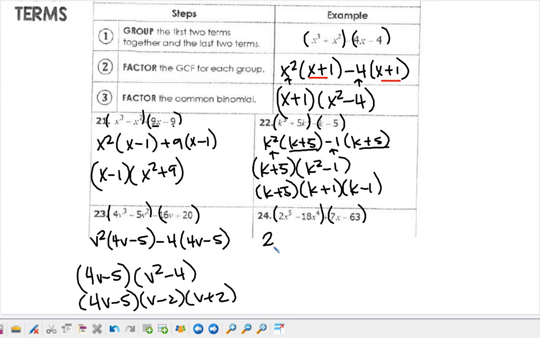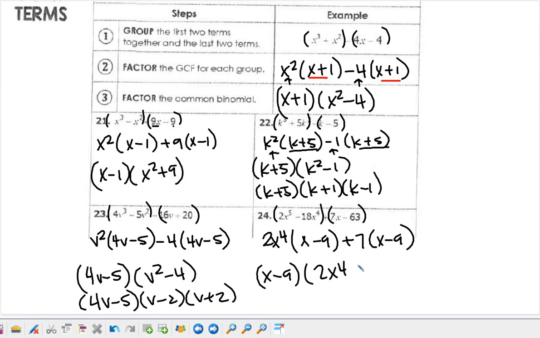So I'm going to take out a 2x to the 4th, which leaves me with x minus 9. And I'm going to take out a 7, which leaves me with x minus 9. So I can take out an x minus 9, and that leaves me with a 2x to the 4th plus 7.